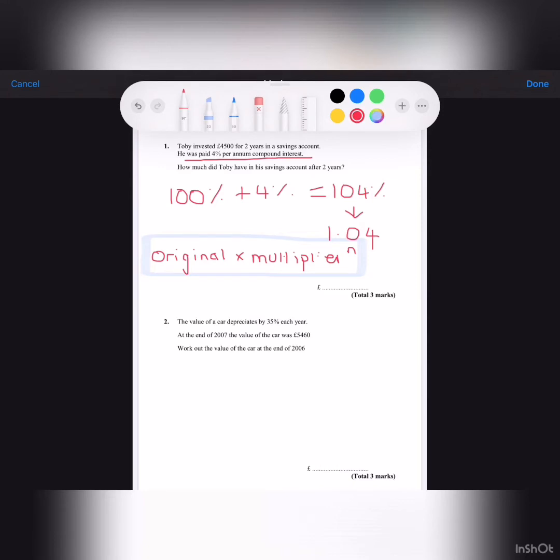So if we're using this amount, our original is 4,500, our multiplier is 1.04, and we're told he does it for 2 years. Then what you do is you just chuck that on the calculator and you get the answer of £4,867.20.